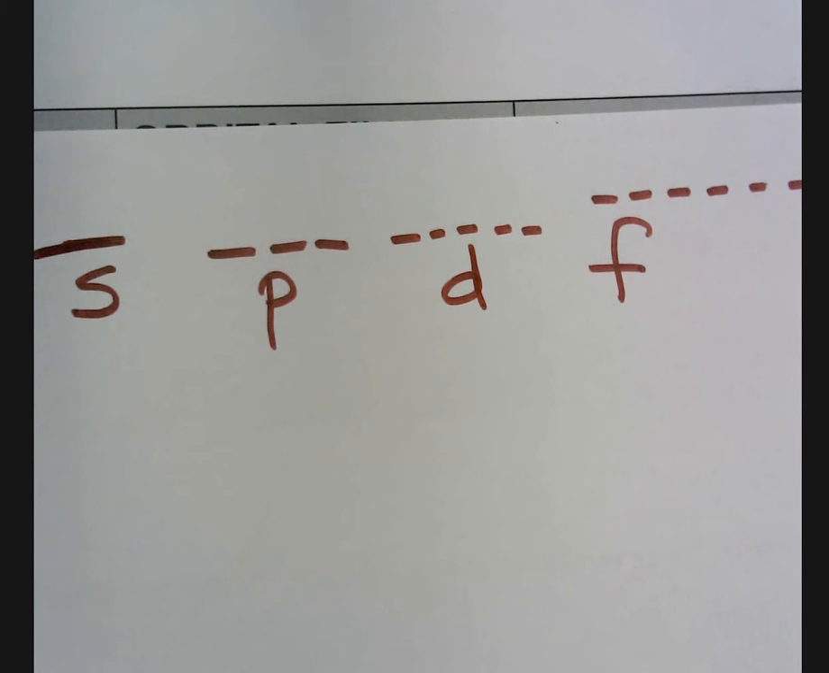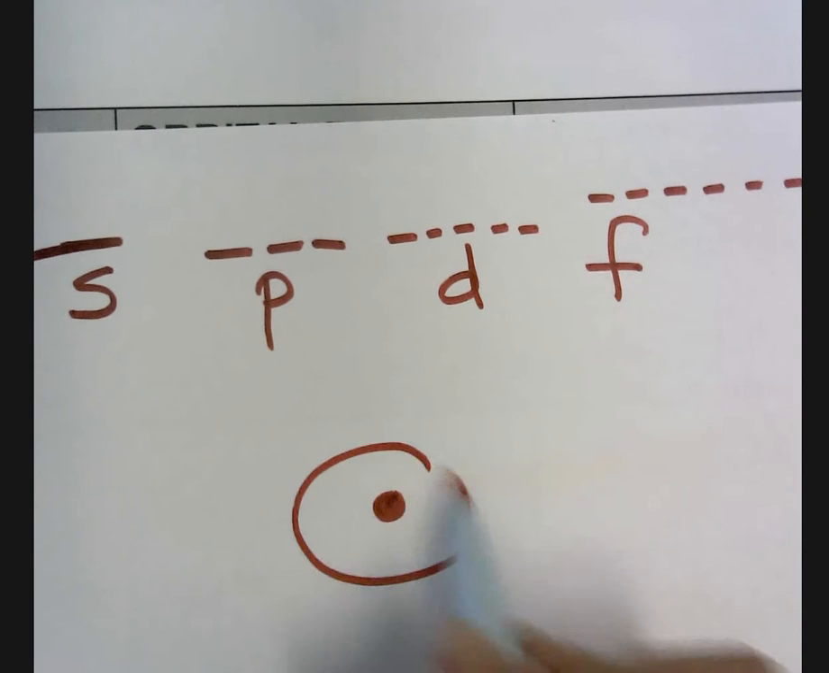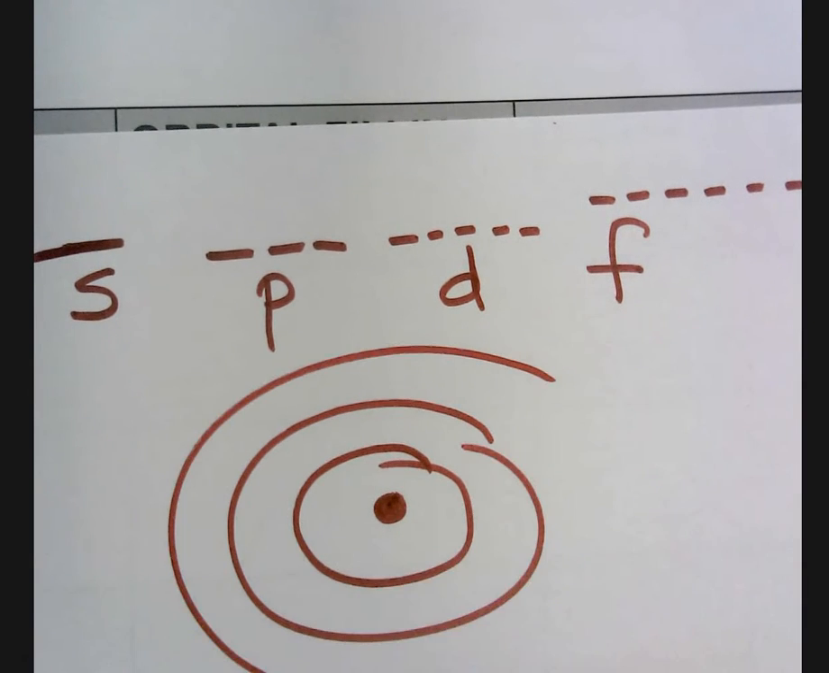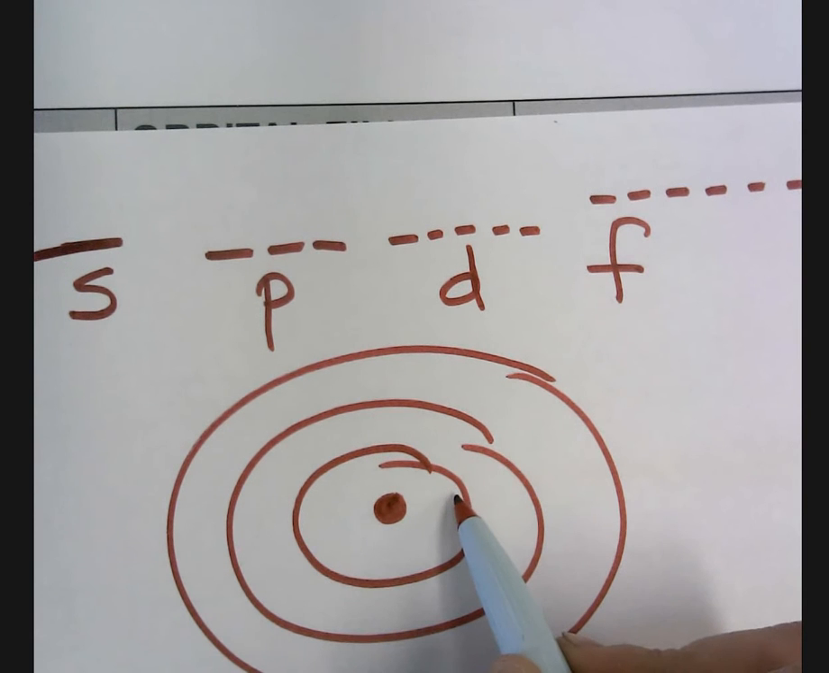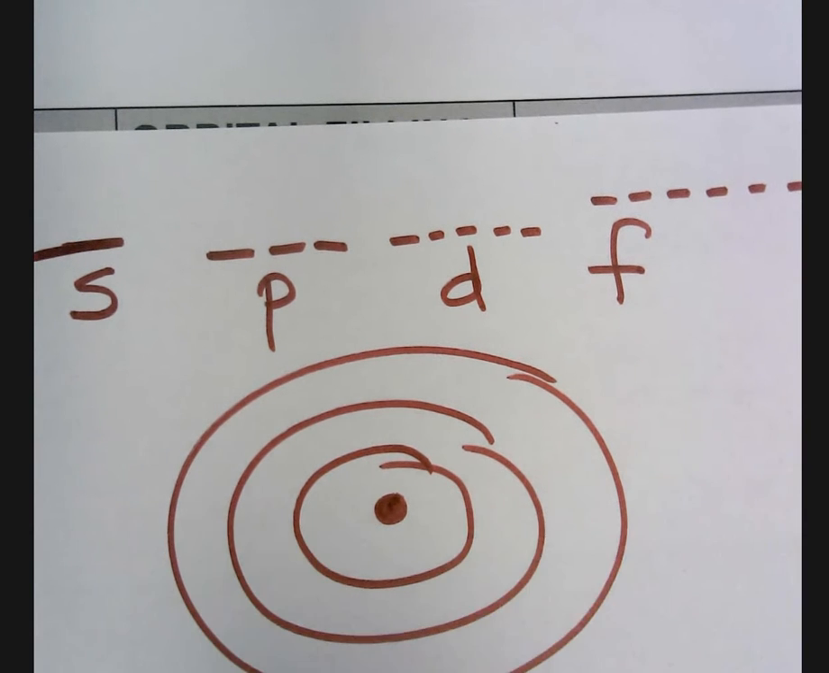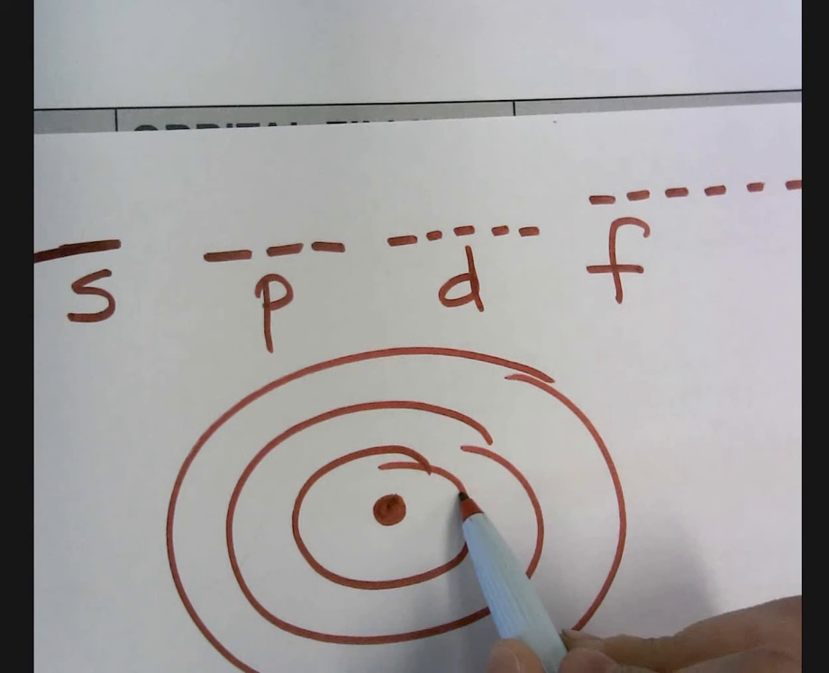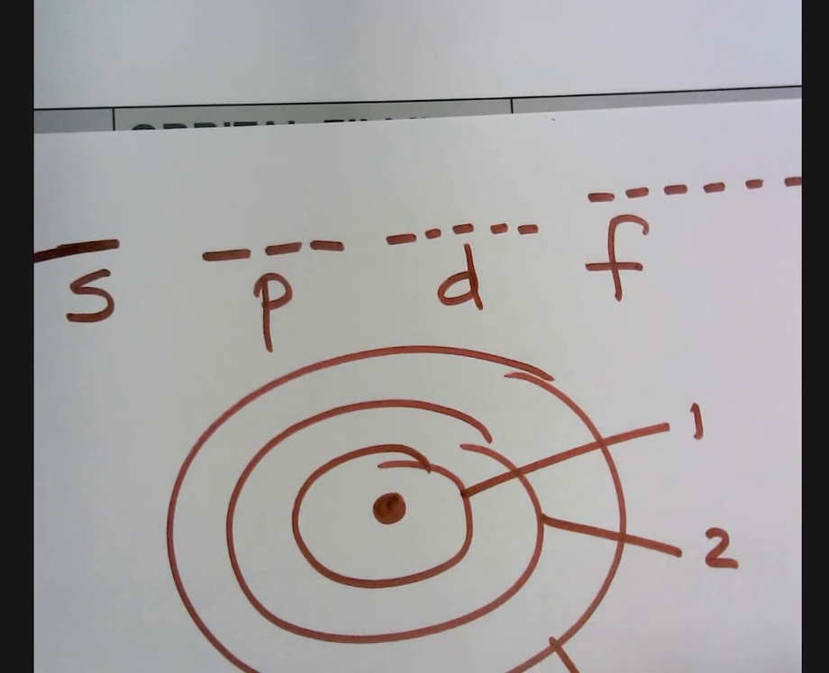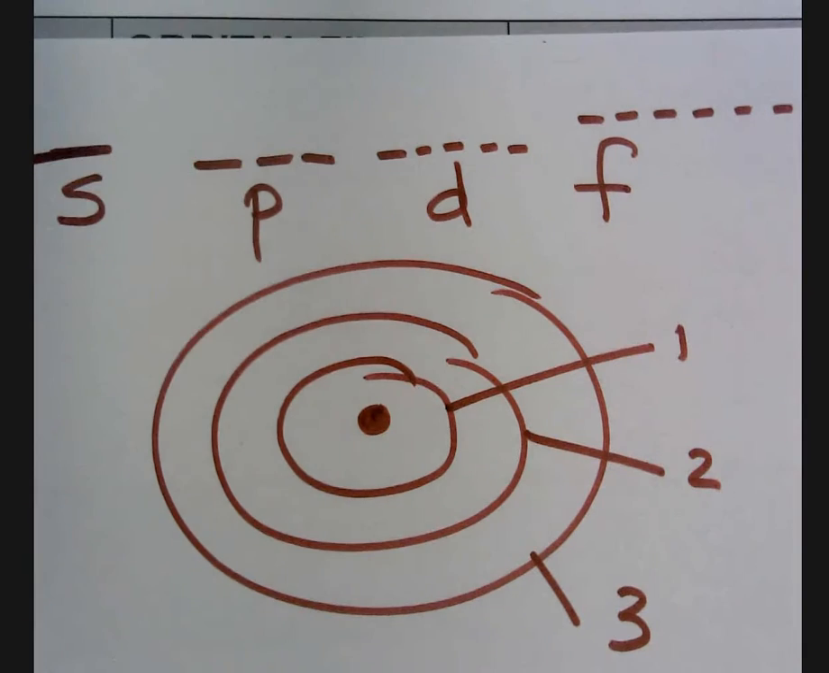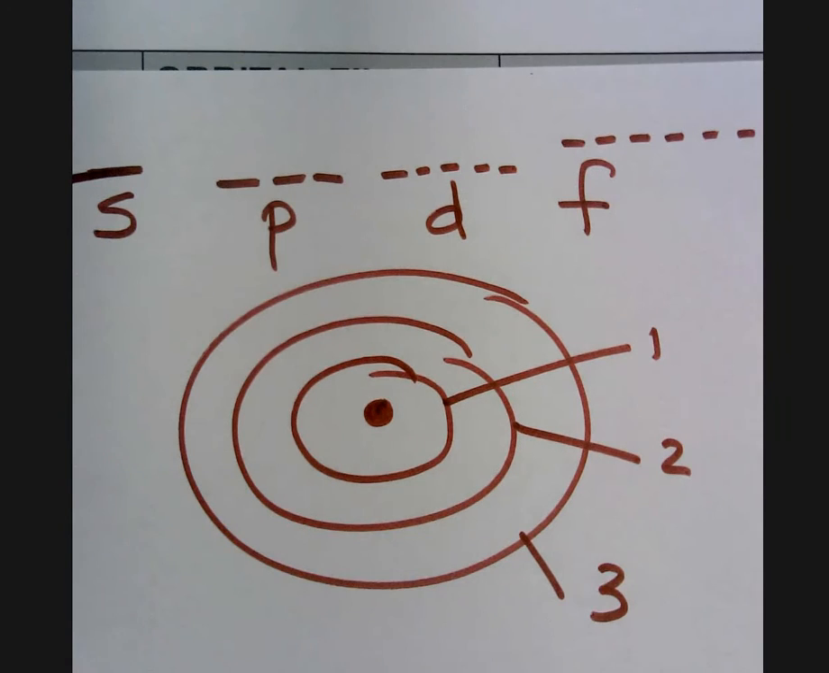Now what we're going to do is we're going to take an atom, okay? And each atom has what we call energy levels. And each energy level has a number, okay? It represents the number of what we're looking at. This first one would be what? 1. This one would be? 2. And this one would be? 3.